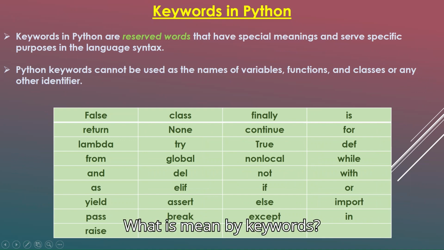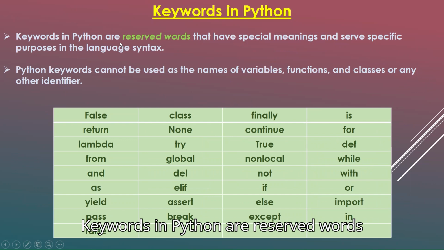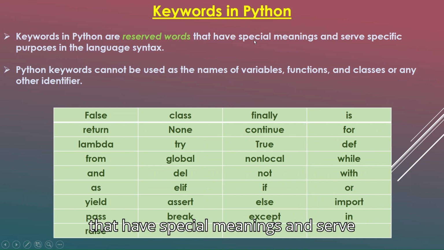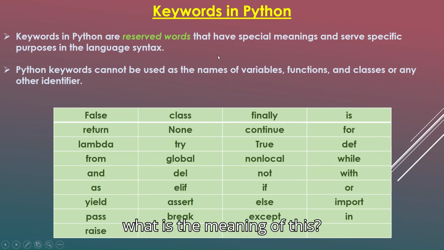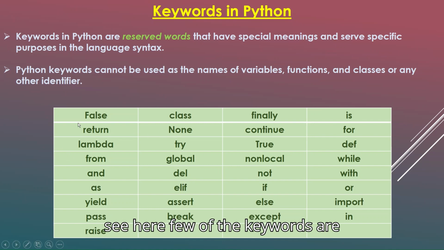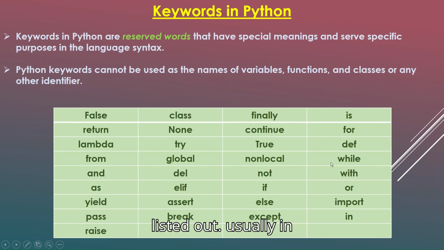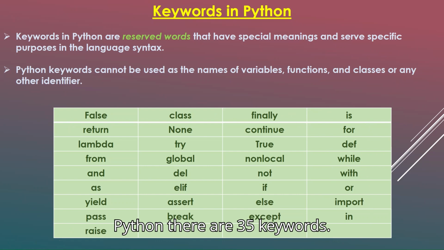What is meant by keywords? Keywords in Python are reserved words that have special meanings and serve specific purposes in the language syntax. What is the meaning of this? Every word has a special meaning. You can use these keywords when there is a requirement. Like you can see here, a few of the keywords are listed out. Usually in Python there are 35 keywords.